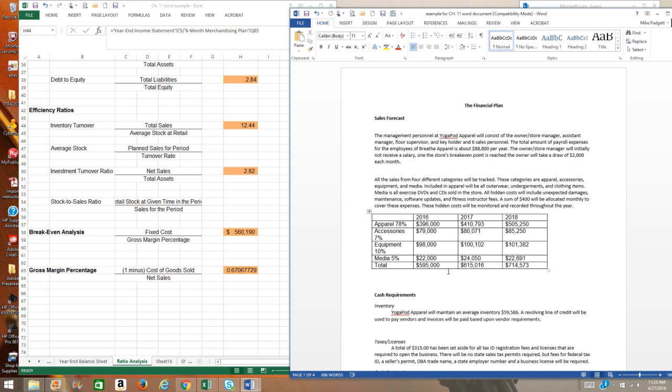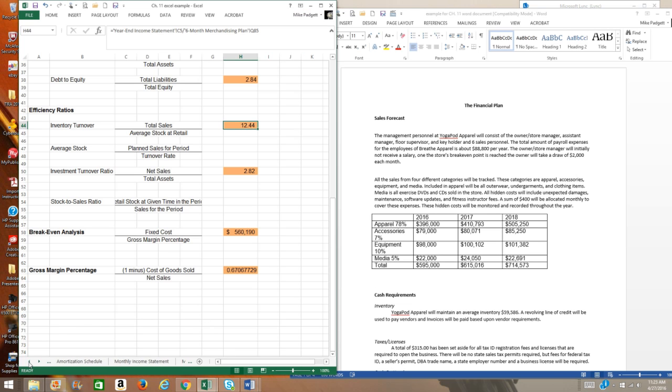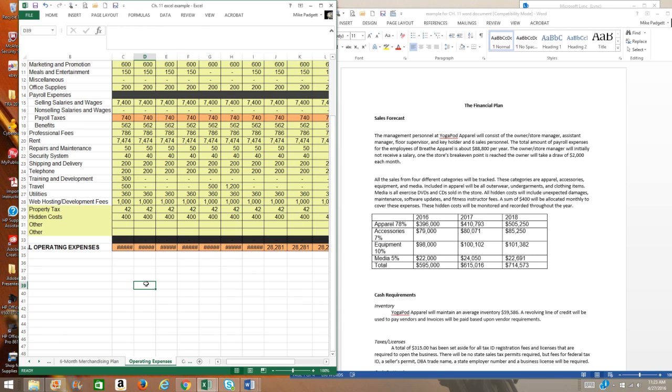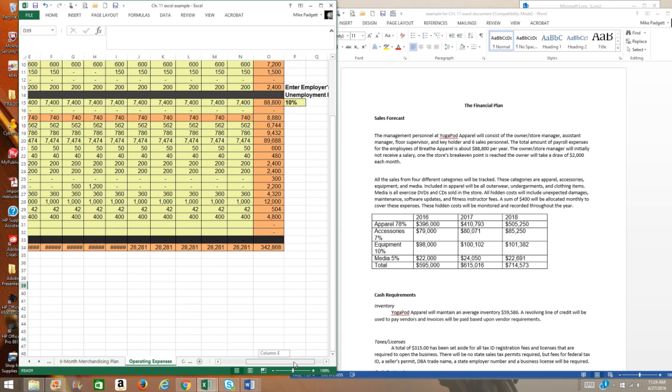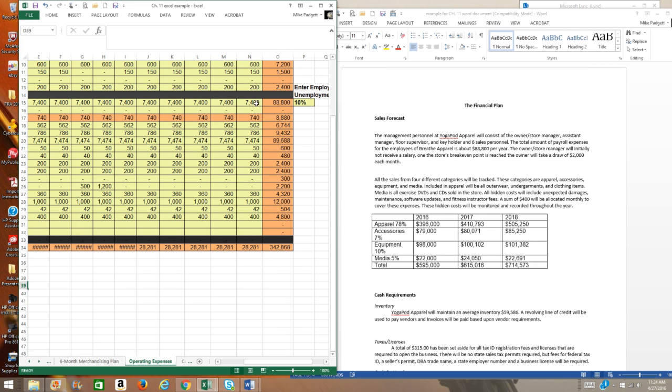So starting out, if you look at the sales forecast, first you're going to talk about looking at your payroll and how much you're paying your employees. Where I pulled that number from is operating expenses on your Excel spreadsheet, where I put selling salaries and wages for managers and non-managers all together. If you put in how much people would make a month, that's where I got the 88,000.